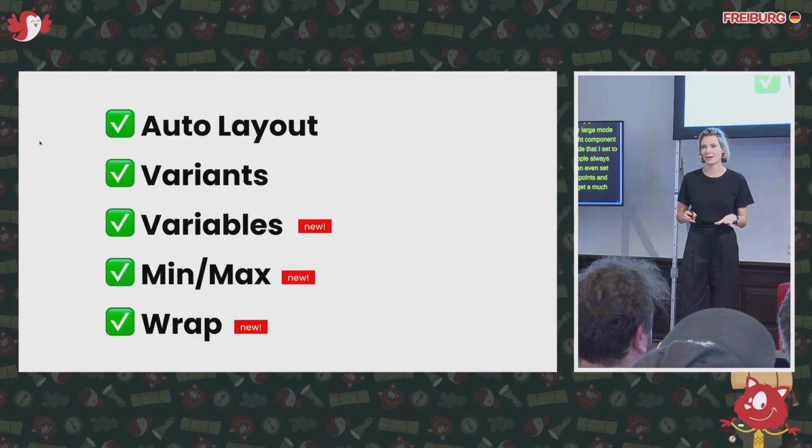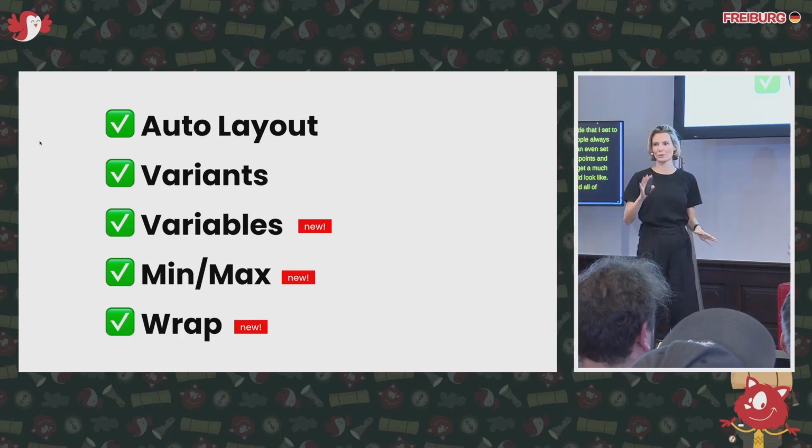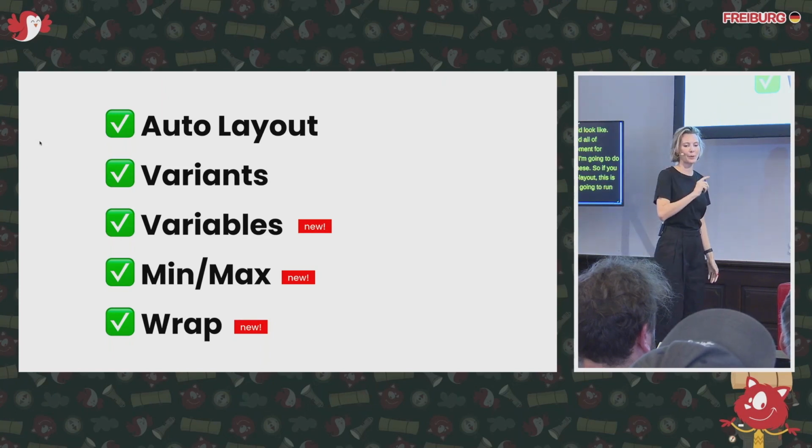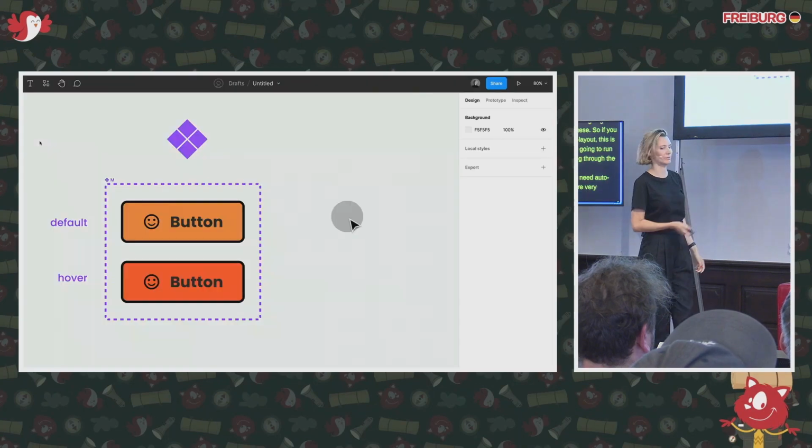So in order to set this up, we need all of Figma's features. And this is the moment for shameless self-promotion, because I'm going to do a workshop tomorrow about all of these. So if you feel uncomfortable about your auto layout, this is the moment to work on that, and I'm going to run through all of that from the beginning to the end. So today, a quick intro in that. So you need auto layout, variants and variables. They sound the same. They're very different. Min, max, and wrap. And some of them, you can see, were newly released features.